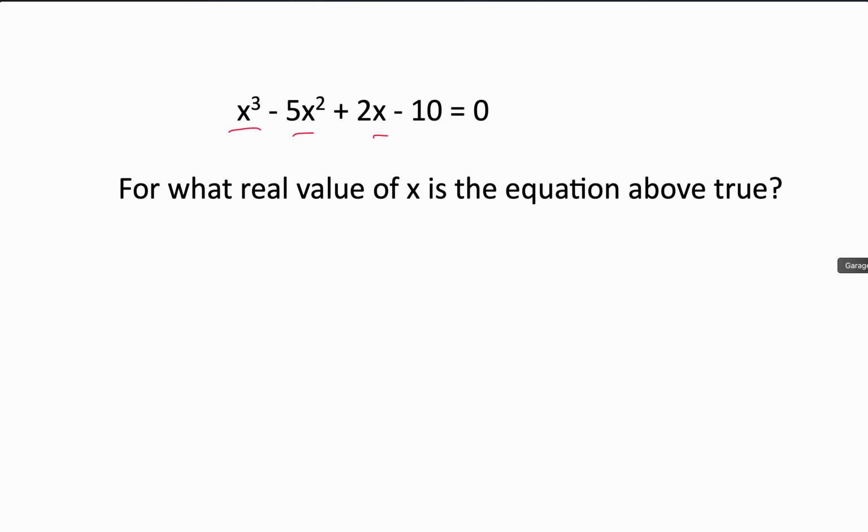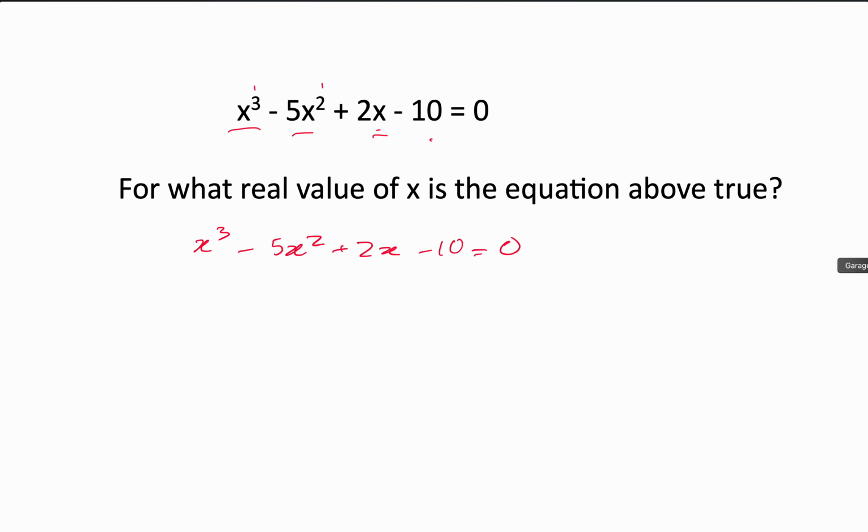By looking at this, we see that x is raised to the third power, then x squared, and then x, and then 10, the constant number. So by doing this we have to factor. So how do we do this? First let's rewrite the problem again: x cubed minus 5x squared plus 2x minus 10 equals 0.